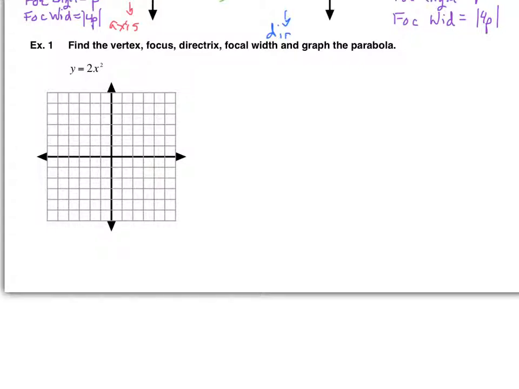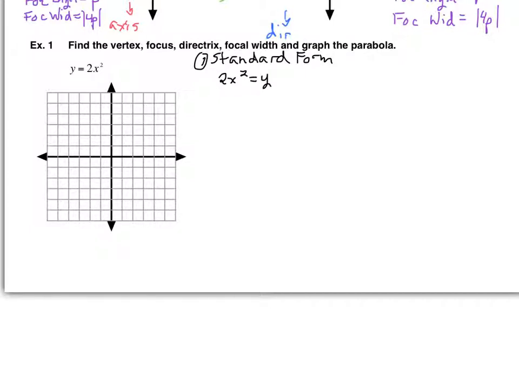We have to find the vertex, the focus, the directrix, the focal, oh, I totally missed that in the last class, focal width, and we're going to graph the parabola. So, let's just start with the fact that we need standard form. So step 1 is standard form. And this parabola is not in standard form. The first thing I need is my squared term on the left and everything else on the right. So I'm going to flip-flop the equation and write it as 2x squared is equal to y.